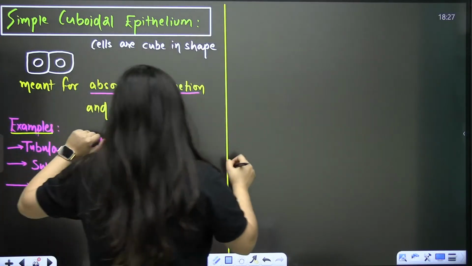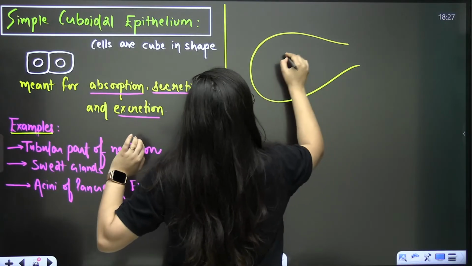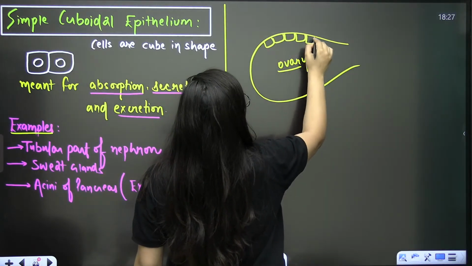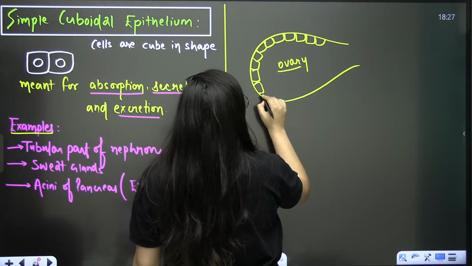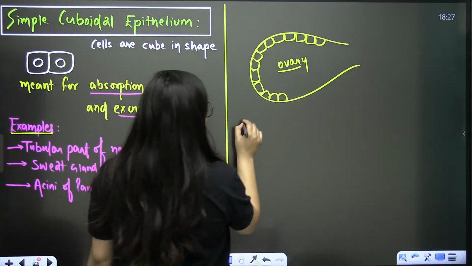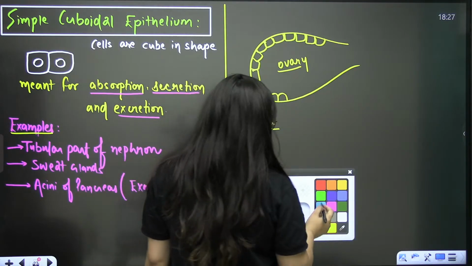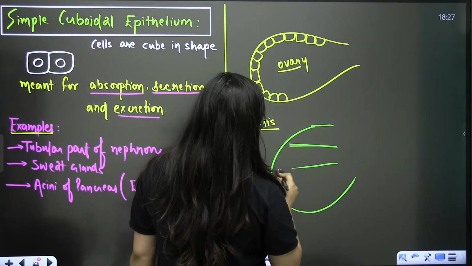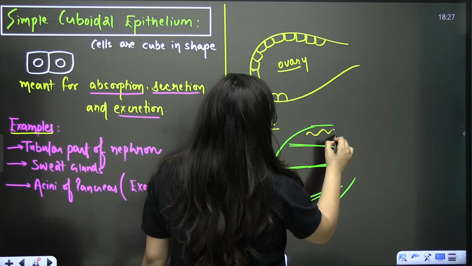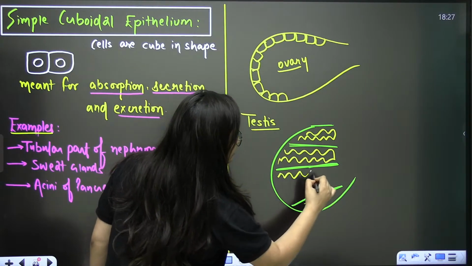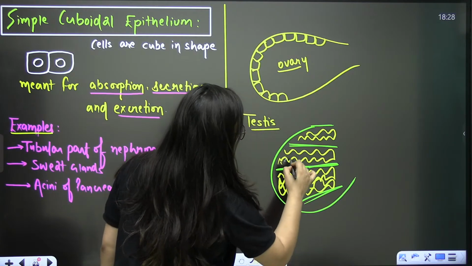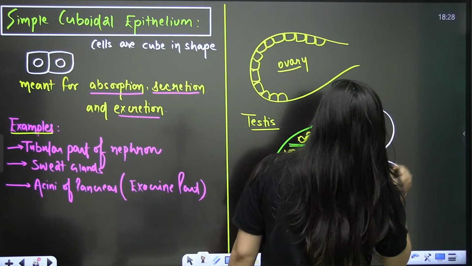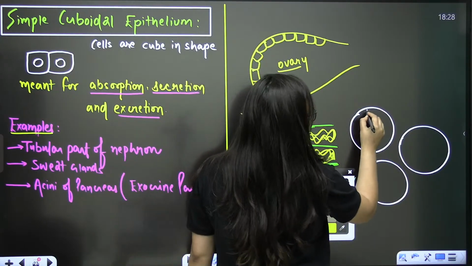Now, one more thing. In the case of the seminiferous tubule and the ovary, we used to say that they are lined with cuboidal epithelium. In the case of the testes, when we take the inner section, in the testicular lobules, 1 to 3 highly coiled seminiferous tubules are present. When we take the cross section there, this is what you are going to see: the seminiferous tubule.